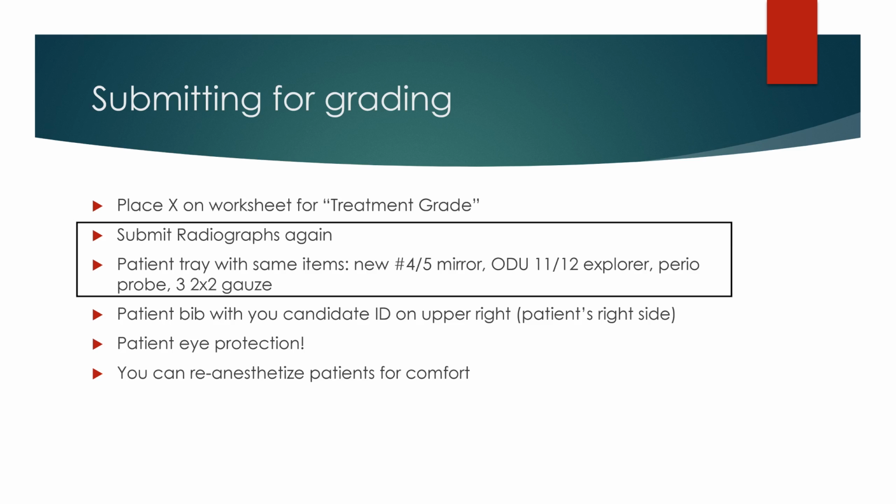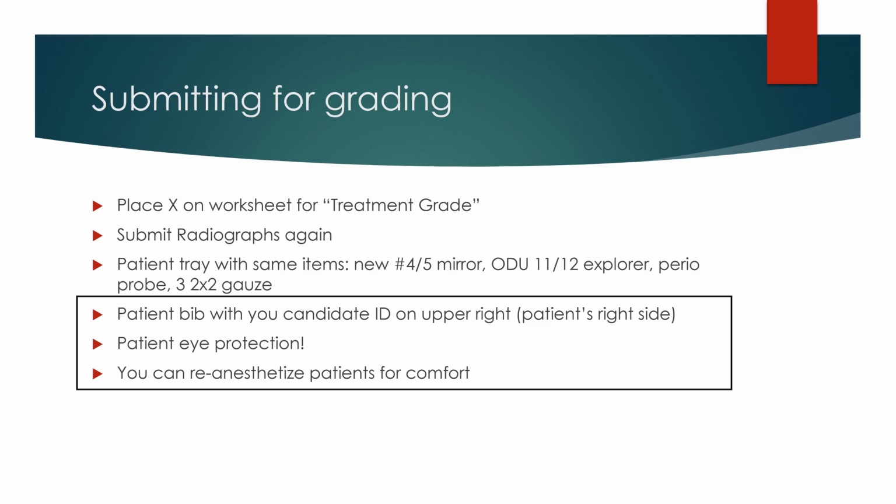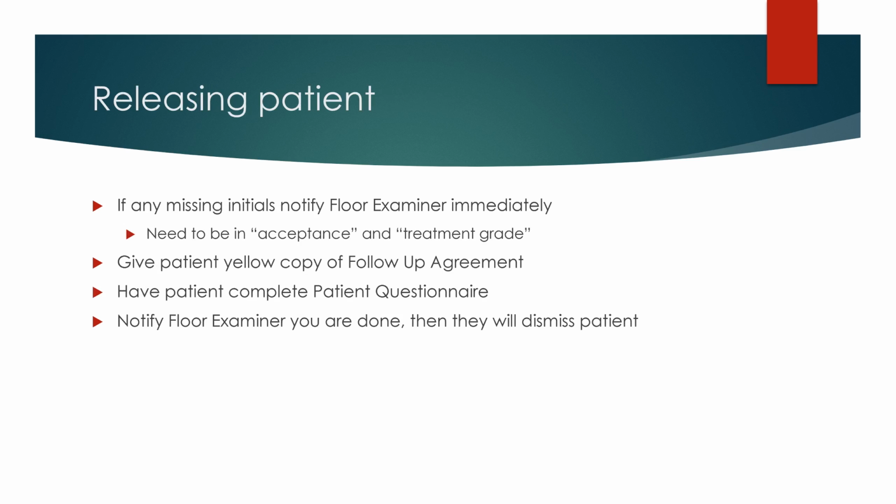Submit your radiographs again. Make a tray with the exact same materials: the mirror, the explorer, the perio probe, and 3 2x2 gauze. Patient should be in eye protection and a bib with your candidate number on the upper right side. If your patient is starting to get not numb anymore, you can re-anesthetize them for comfort. Once you get the patient back, you are allowed to release them only if everything is completed.